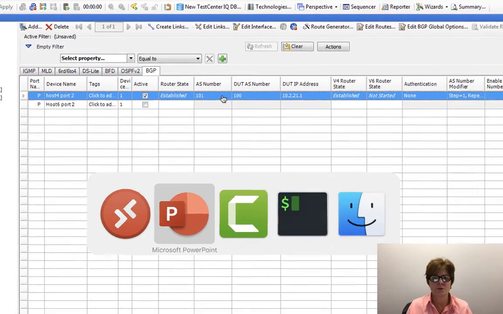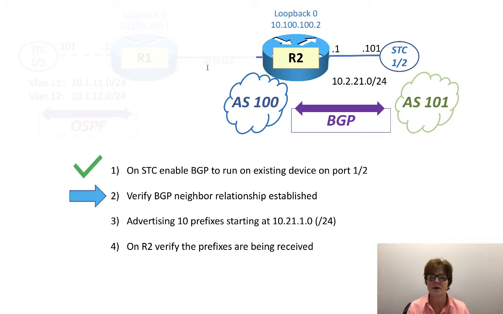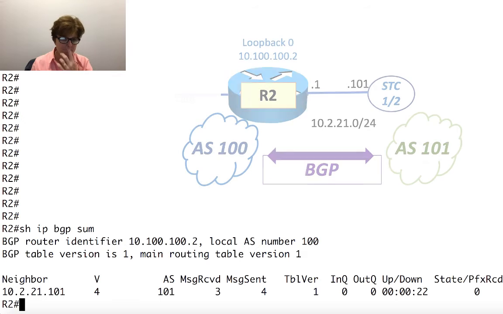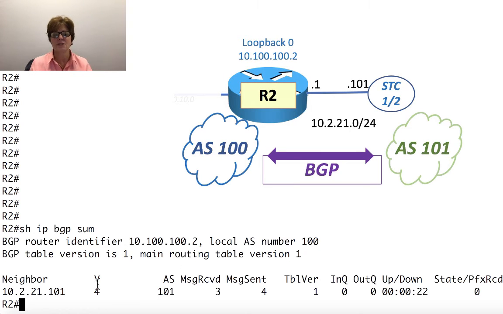And so the next thing that we're supposed to do is verify that the BGP neighbor relationship was established. Well, according to the Spirent Test Center, the BGP neighbor relationship was established, but let's go see what router 2 thinks. If we go to router 2 and do a show IP BGP summary, yes, we do see that we have our neighbor with the Spirent Test Center, 10.2.21.101. Its autonomous system number is 101. My autonomous system number is 100. These are the messages that we've sent and received, but I have no prefixes received from them yet.